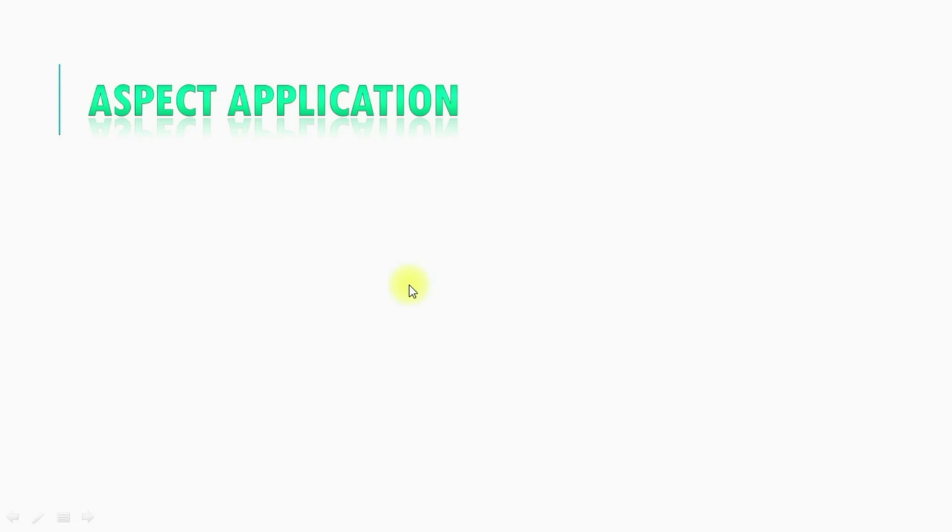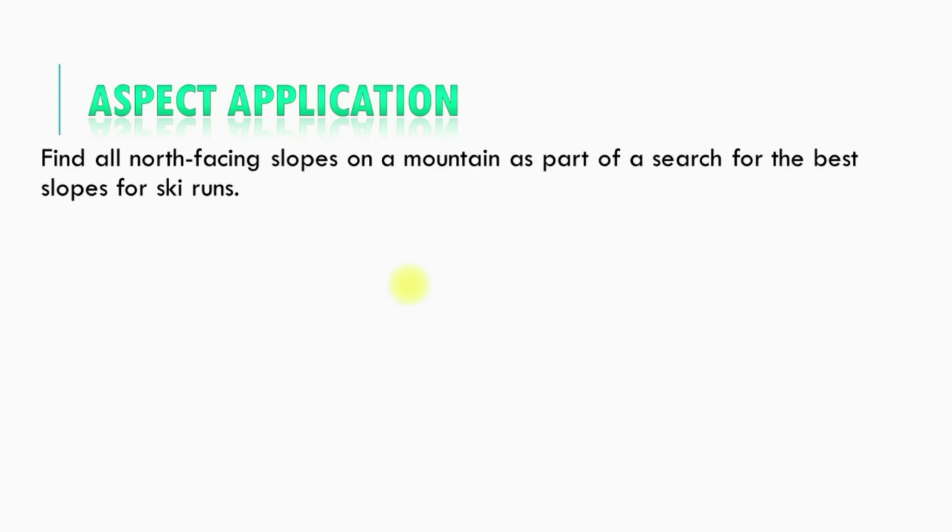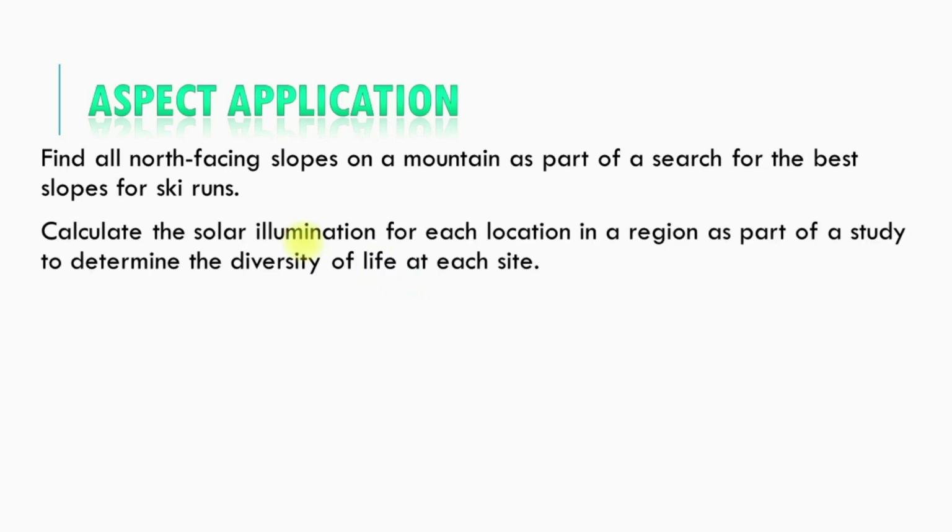Aspect application, so where you can apply aspect. Find all north-facing slopes on a mountain as part of a search for the best slopes for ski runs, for instance, right? So you're searching areas with slopes facing north. Calculate the solar illumination for each location in a region as part of a study to determine the diversity of life at each site. So you're searching the area which gets the most sun radiation during the sunrise on a certain mountain area.